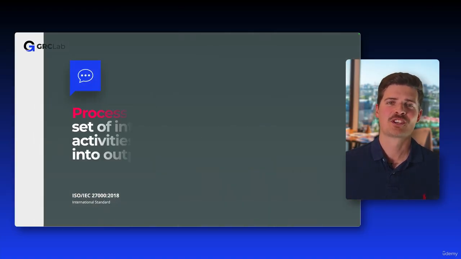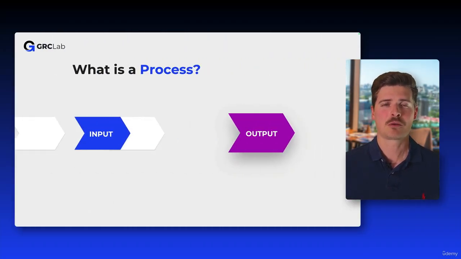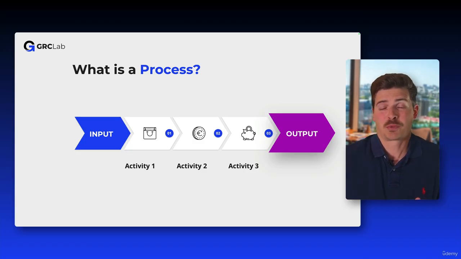Now, what is the definition of a process? A process is a set of interrelated or interacting activities that transform input into output. Now, that's very theoretical, so let's just have a look at a quick example. Now here we can see a very easy process that consists of 3 activities. Activities are the actions, tasks, you name it, that transform something into something else.